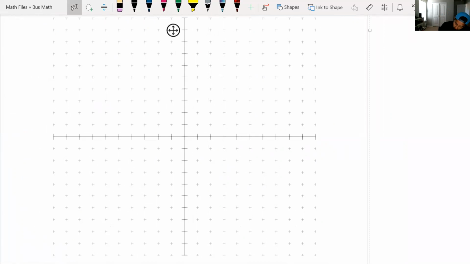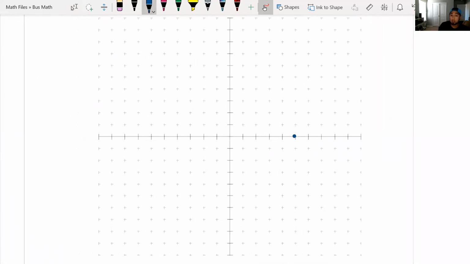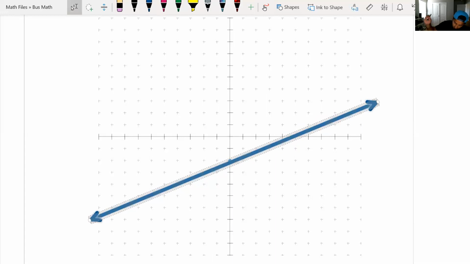I'll plot the x-intercept at 5. 1, 2, 3, 4, 5. And then I'll plot the y-intercept at negative 2. Okay, and if you are graphing with the intercepts, those are the two truest points on the line, which means all you have to do is connect them. So let me see if I can get a straight line. Boom. And it's solid. That's perfect. Look at that.